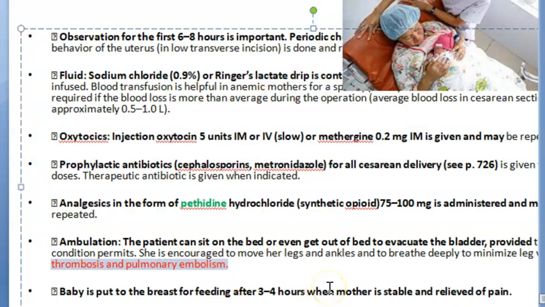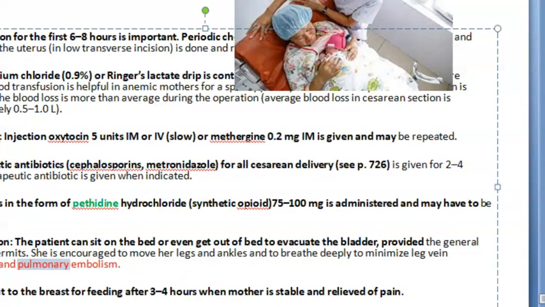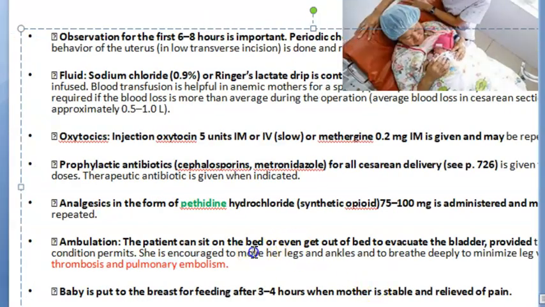So if you don't move your legs, what will happen? Deep vein thrombosis can be there. The thrombus can go and cause an embolism, which could be fatal, right? So it is very important to move the legs while on the bed, right?